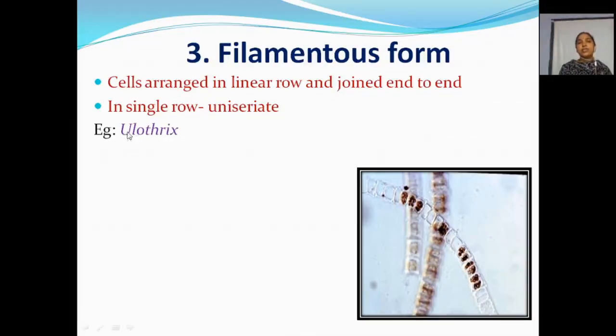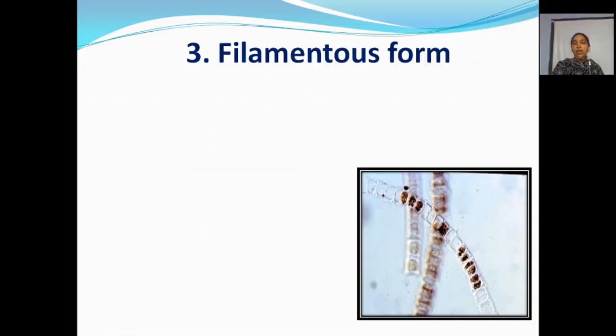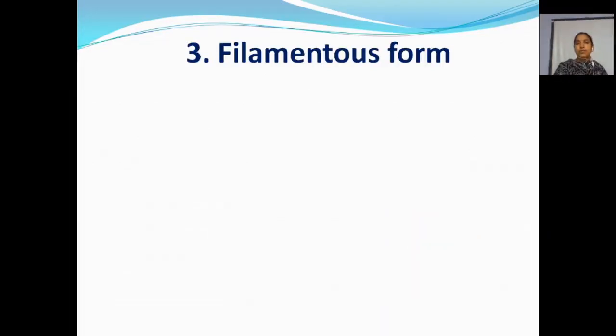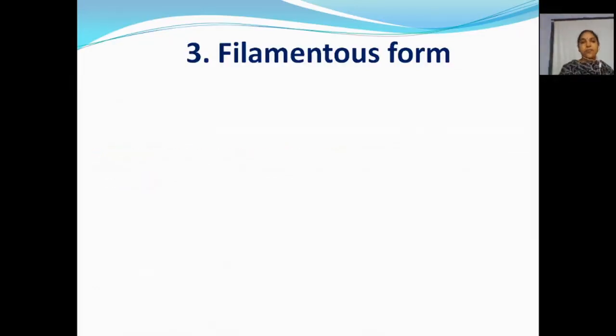This you can study in your syllabus. Type study, Ulothrix is there. Clear? Then next is multiciliate. What is multiciliate? More than one row present, that is multiciliate. Example, Alva.